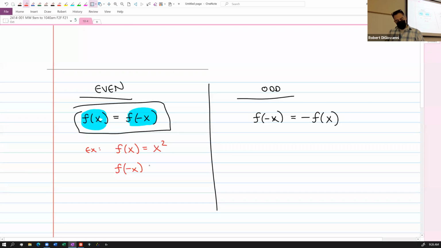If I plug in -x, I get (-x) squared. But when you square this, right, the negative is not going to matter because you're going to be squaring a negative, so it'll become positive. So this is also the same as just x squared. And you can see those two are the same, right? f of x equals f of -x. So this is an even function.